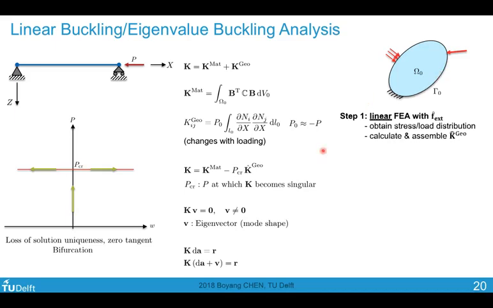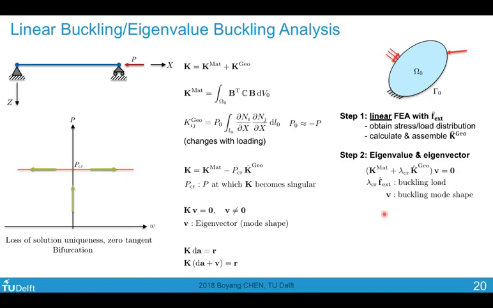Then with this stress, we can calculate a geometric stiffness matrix for all the elements over this domain. And then we assemble all these geometric tangent stiffness matrices, and we obtain a geometric tangent stiffness matrix for the whole mesh with respect to this reference loading. After obtaining this reference geometric tangent stiffness matrix, we can calculate the load level at which this tangent stiffness matrix becomes singular. When it becomes singular, this lambda critical multiplied with the reference loading will be our buckling load, and V is our buckling mode shape.